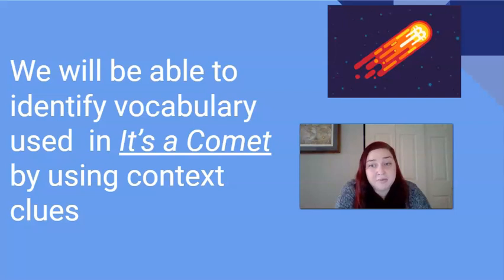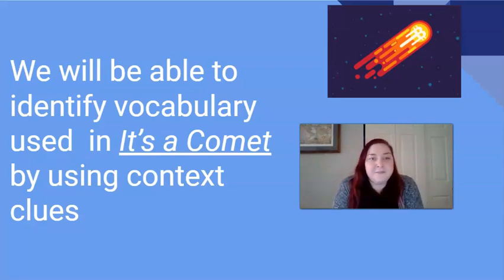We're going back to the story we read yesterday. It's a comet. And today Miss Kelly is going to try and trick you. I covered up some of the vocabulary words in our story, and you're going to have to use context clues to help you figure out what that missing word was.